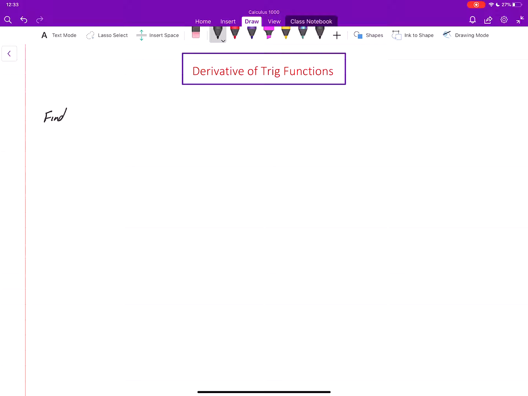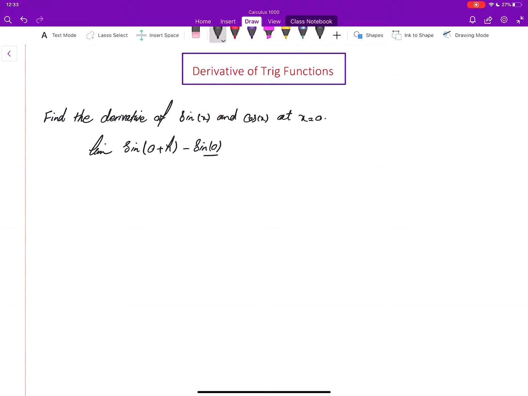So we want to find the derivative of sine x and cosine x at just 0. Basically, check the differentiability, and if you can, find the derivative. Okay, so you know that in general, if you want to find or check the differentiability of a function at a point, at 0, you do f of 0 plus h minus f of 0 over h, and let h go to 0. In this case, sine of 0 is 0, and we have sine of h over h as the limit of h goes to 0.